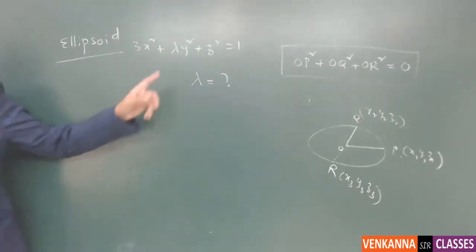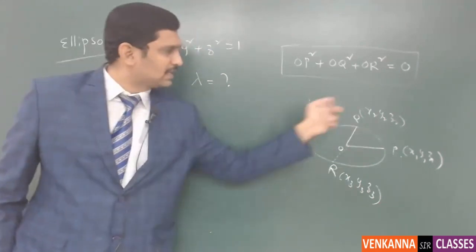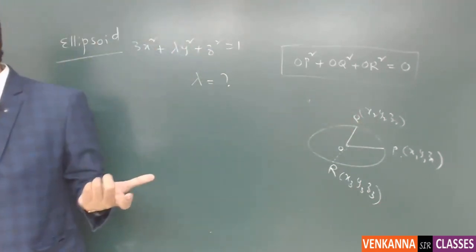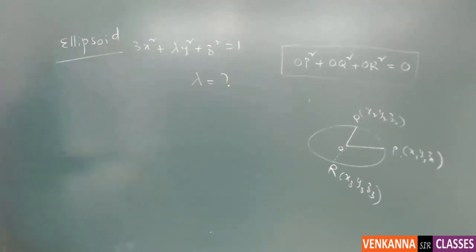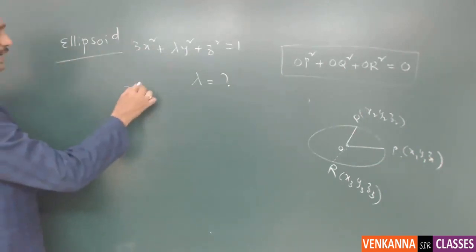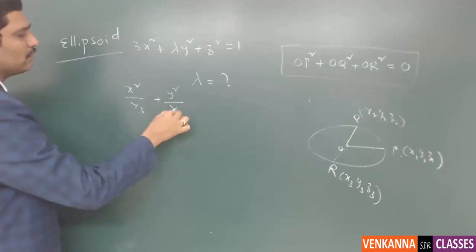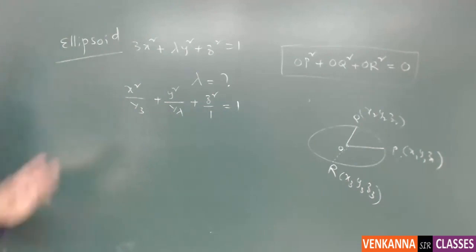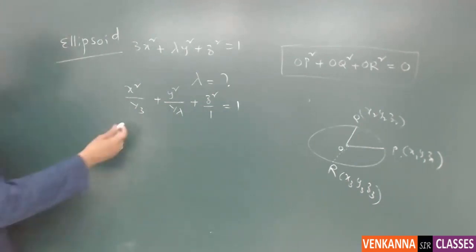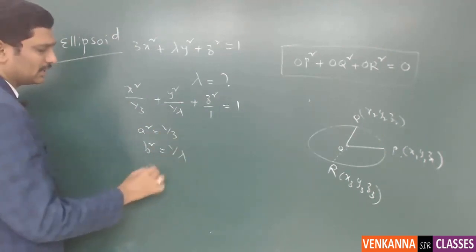So I have taken an ellipsoid. It has three conjugate semi-diameters like this. If you consider the sum of the squares of the three values, it is 0, then find the lambda value. If you rewrite the given equation in the form of an ellipsoid, it is x square by 1 by 3 plus y square by 1 by lambda plus z square by 1 is equal to 1. So comparing with the ellipsoid equation, a square is equal to 1 by 3, b square is equal to 1 by lambda, c square is equal to 1.